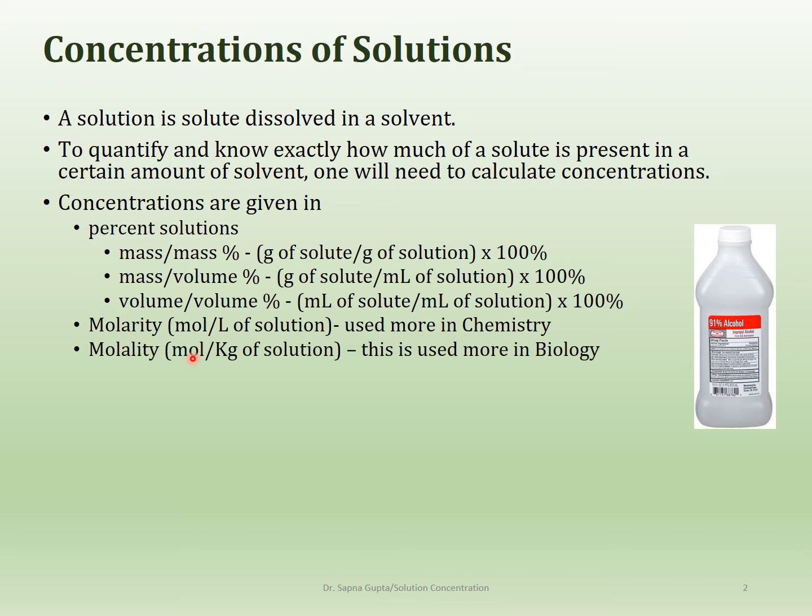Depending on what kind of solute and solvent you have, you make the percent solutions accordingly. So for example, if you have two liquids that you want to dissolve, then you might be better off doing a milliliter by milliliter percent solution. If you have salt, for example, NaCl that you're trying to dissolve in water, then you can do mass by mass. So you can have grams of the NaCl.